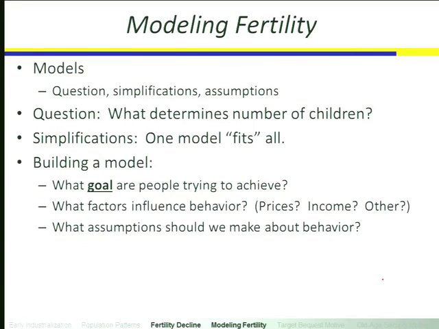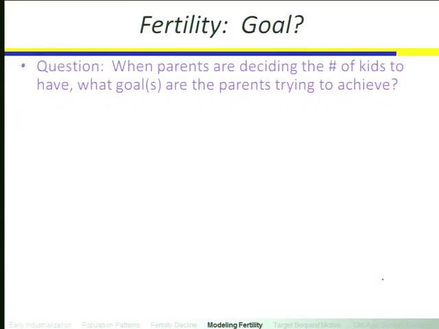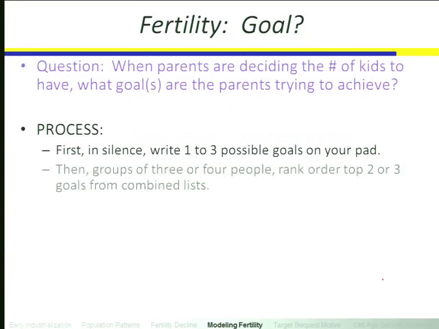So the first thing we're going to do, first step, what goals? When parents are deciding the number of children to have, what goals are they trying to achieve? Here's the process. First, before you start your groups, I'll tell you when to start talking to each other. I want you to jot down on your pad some ideas. These things do not have to apply simply to 1800 to 1840, and they don't have to apply just to the US. So just brainstorm. This is the brainstorming piece. We're going to brainstorm what are the goals that people are trying to achieve when they're deciding how many kids to have, whether they have 1 or 2 or 3 or more kids.